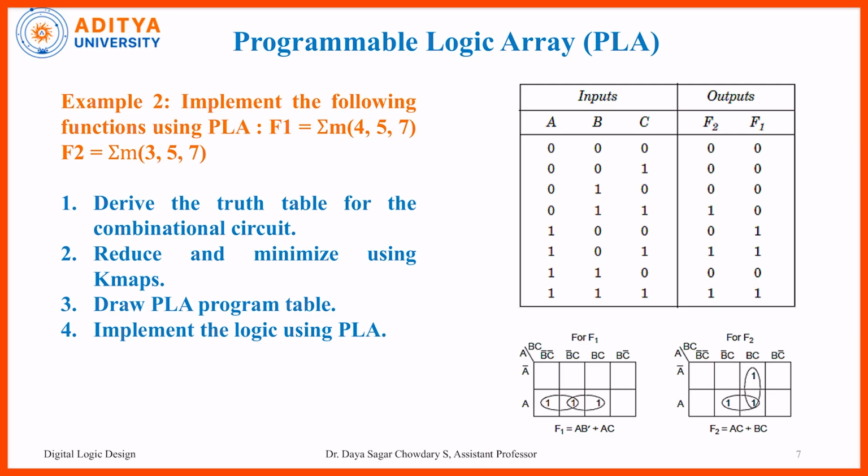Next, this is a second example. Implement the following functions using PLA. It contains 2 functions, F1 and F2. F1 is sigma m of 4, 5, 7, and F2 is equal to sigma m of 3, 5, 7. So this is the problem. Now we can implement these 2 functions, F1 and F2. Here already 3 inputs are there, so we can simply estimate. The first function is 4, 5, 7. That means 7 is the major one, and here also 7 is the major one. So we can implement from 0 to 7.